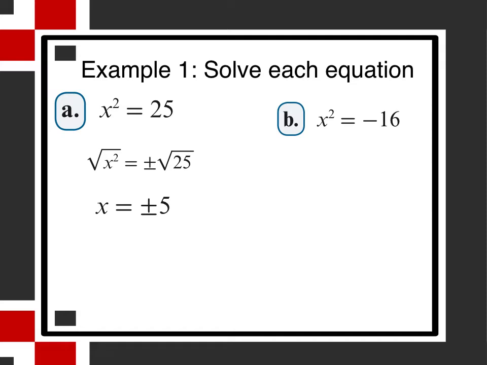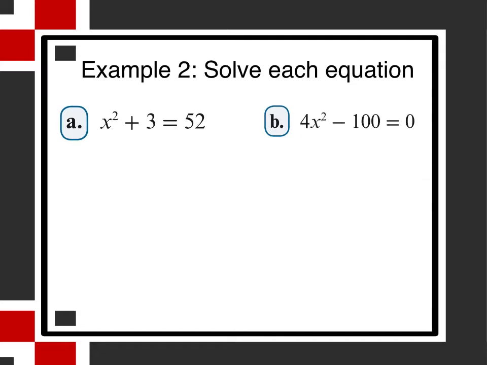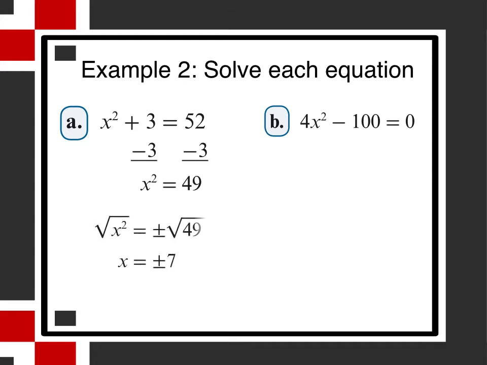On example B, when we take the square root of both sides, we know that there is no real solution because the square root of negative 16 does not exist among the real numbers. Now, something a little bit more complicated is x squared plus 3 equals 42. First, let's isolate the variable by subtracting 3 from both sides. Now we'll take the square root of both sides and we get x equals plus or minus 7.